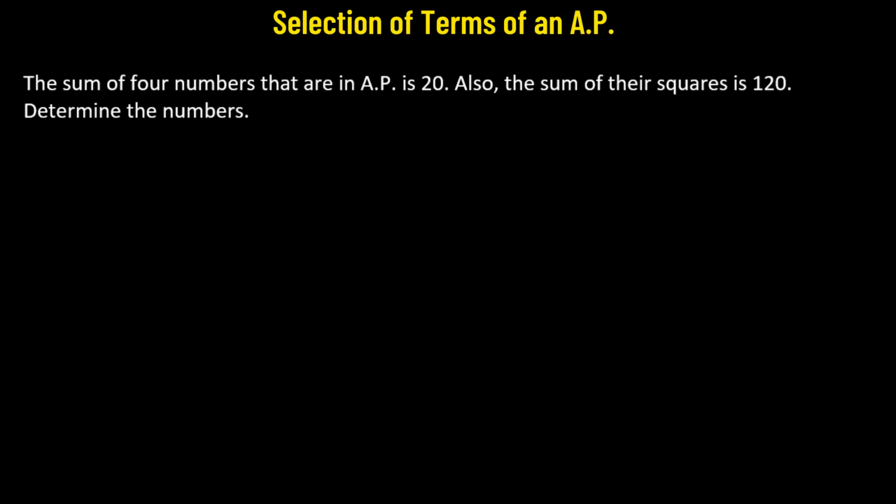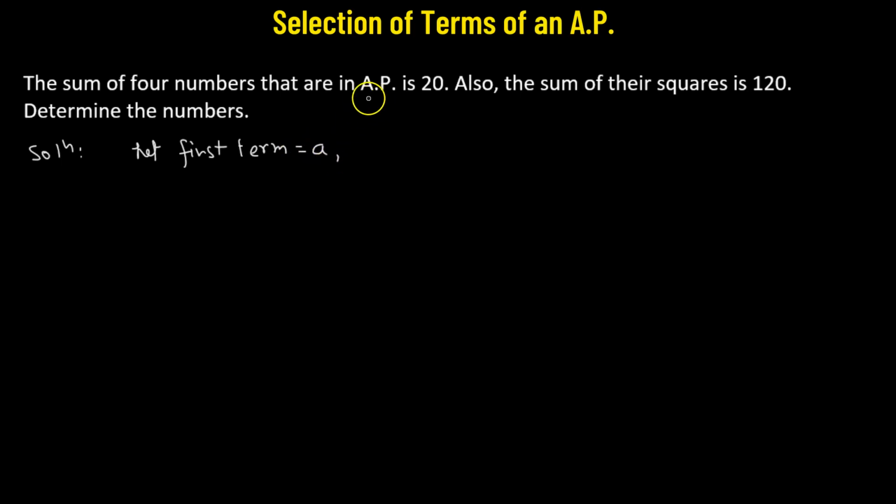So in this problem, we are given four numbers, and these four numbers are in AP such that their sum is 20. Also, it's given that the sum of their squares is 120. Using these two facts, we need to obtain the four numbers. So let's begin. First, we'll let the first term be represented by the lowercase letter a.